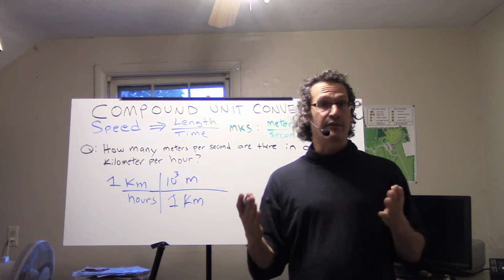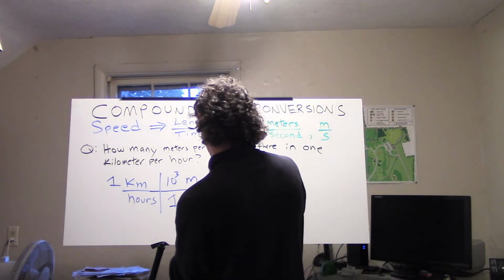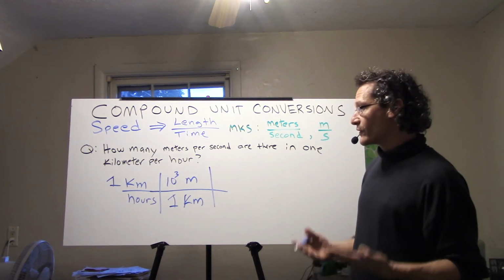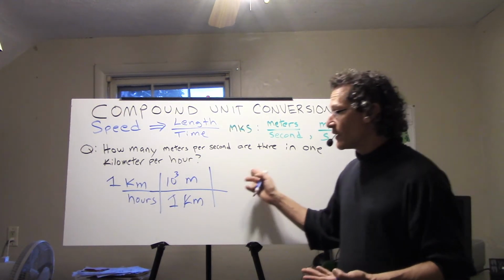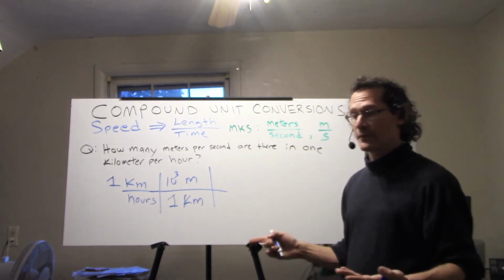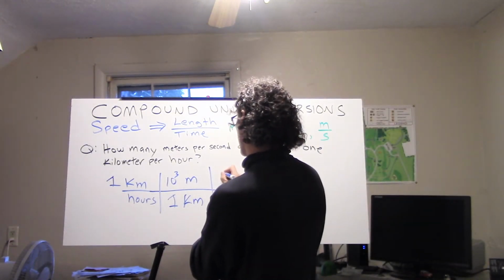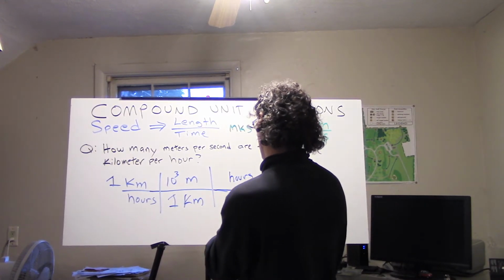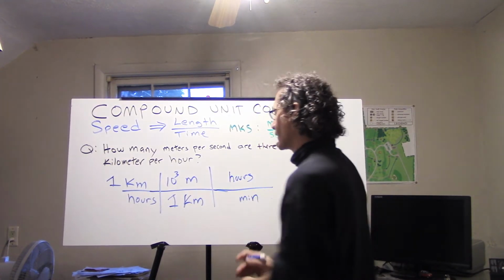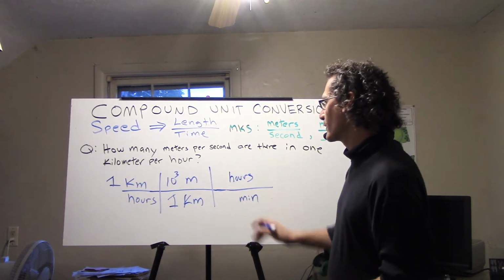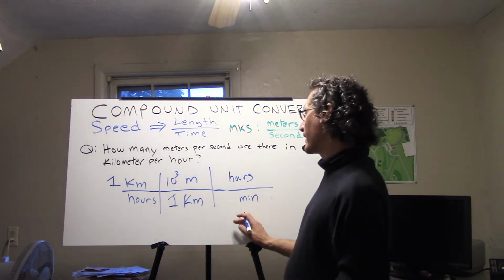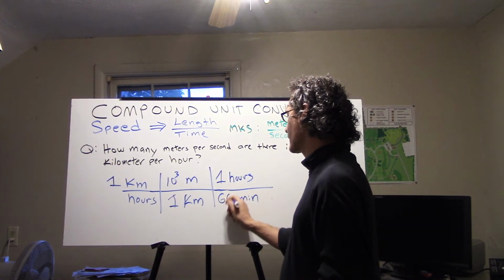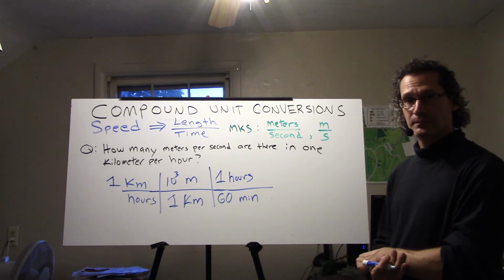Now we can take care of the time piece. Okay, we have hours. It's in the denominator. So what we're going to do is create an equivalence with hours in the numerator. Those will cancel out, leaving us with another unit. So here we go. We're going to have hours up here, and we'll go to minutes, like so. And I'm going to say that 1 hour is the same thing as 60 minutes. Very good. You with me so far?